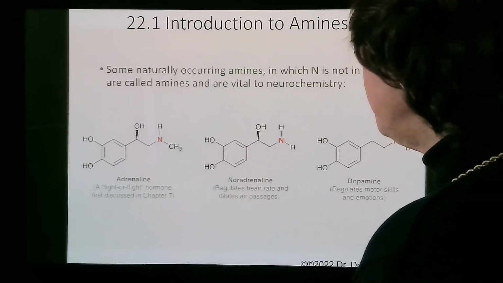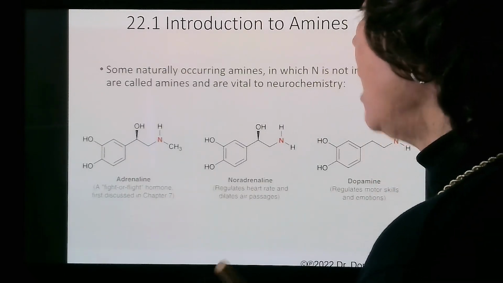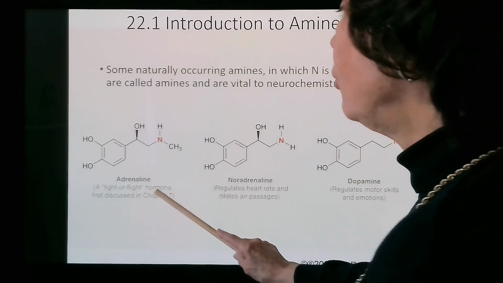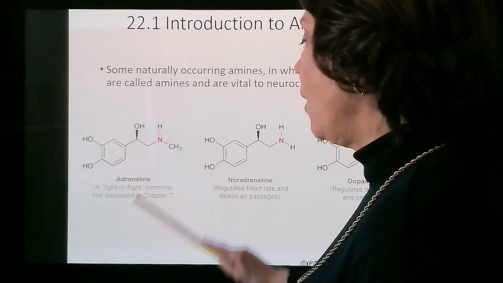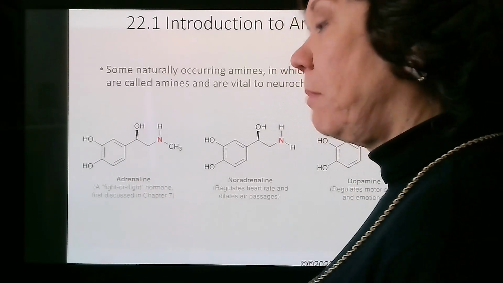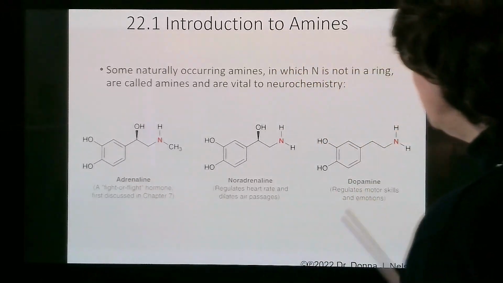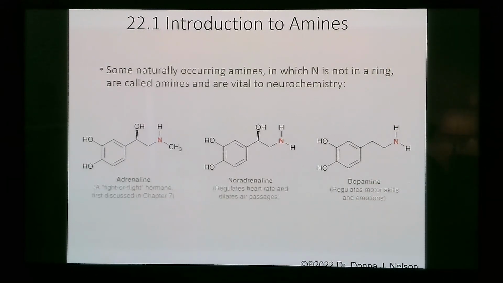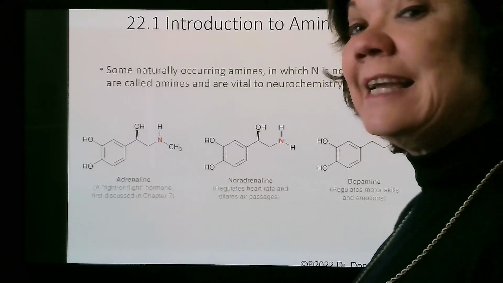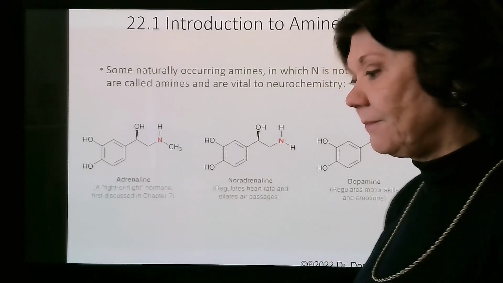Some naturally occurring amines in which the nitrogen is not in a ring are still just called amines, even though they may be very active in the human body and very important to the human body. They're still just called amines because the nitrogen is not in a ring.